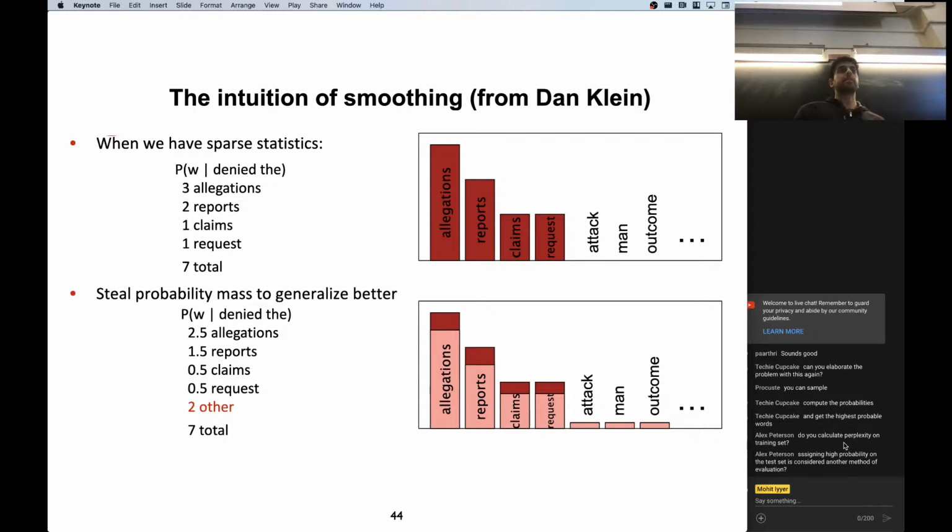Yes? Can you still keep some of those here if you want? Yeah, you could. It depends on the smoothing method. Some of these you might determine would never be produced. They're not grammatical, so I will not distribute probability mass there. But yeah, we just won't talk about any of these methods because the more recent neural network-based language models don't really suffer from these issues. Okay, other questions?